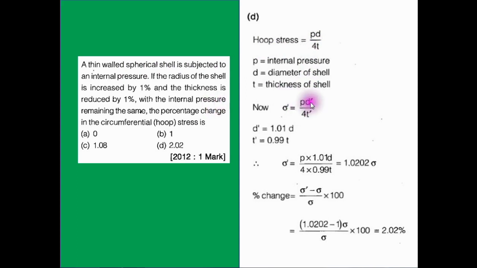Here the radius is increased by 1%, hence D dash is equal to 1.01 times the diameter, and the thickness is reduced by 1%, then T dash is equal to 0.99 times the thickness. Substituting these values here, we get the change in hoop stress, and the percentage change, by substituting in this formula, is equal to 2.02%.